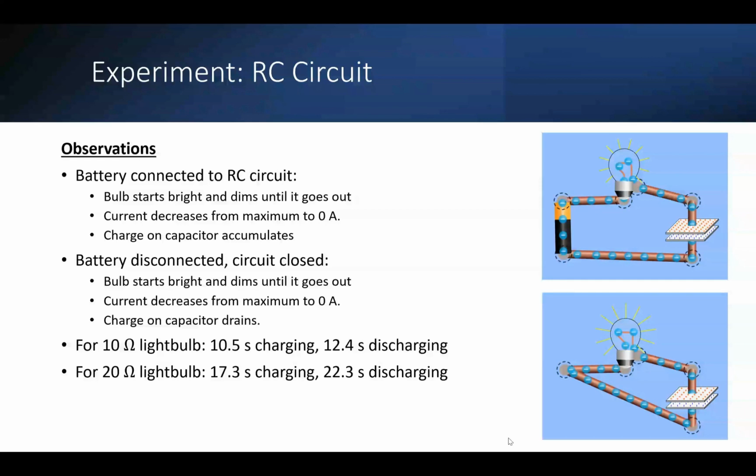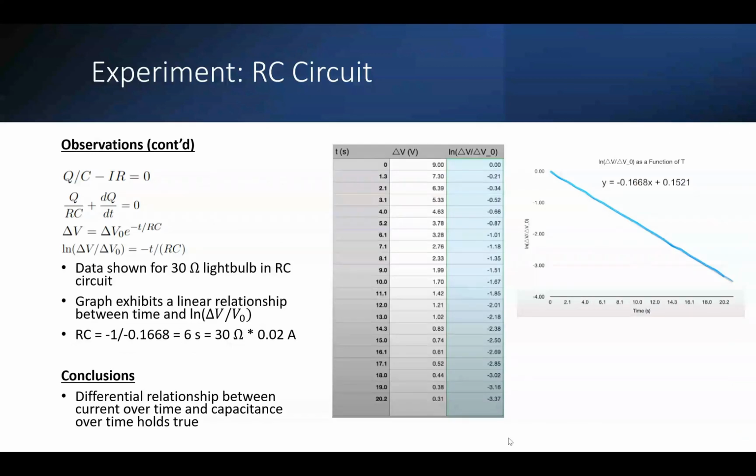Meanwhile, the charge on the capacitor accumulates, as marked with the plus and minus signs on the plates. When the battery is disconnected and the circuit is closed, the bulb starts bright and then dims until it goes out again. The current once again decreases from its maximum to 0 amps, and the charge on the capacitor drains. For the 10 ohm light bulb, it took 10.5 seconds to charge and 12.4 seconds to discharge. And for the 20 ohm light bulb, it took 17.3 seconds to charge and 22.3 seconds to discharge.